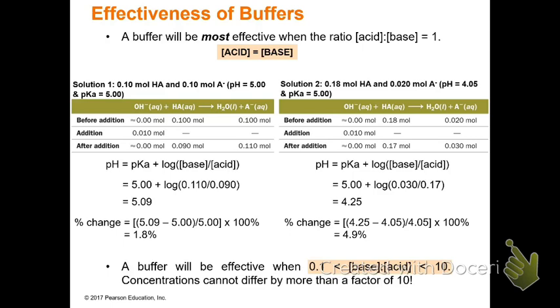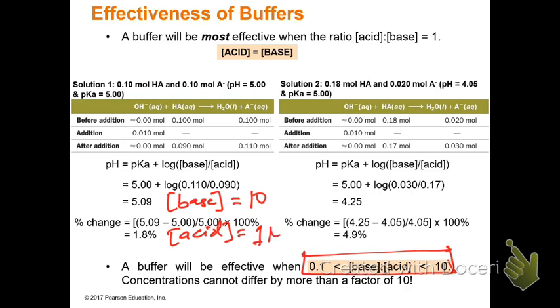All right, and one last thing here. A buffer will be considered effective when the ratio between the base and the acid is between 0.1 and 10. All right, so for example, if the concentration of the base is equivalent to 10, right, and the concentration of the acid is equal to 1 molar. All right, so the base acid ratio, 10 divided by 1, gives you a value of 10.